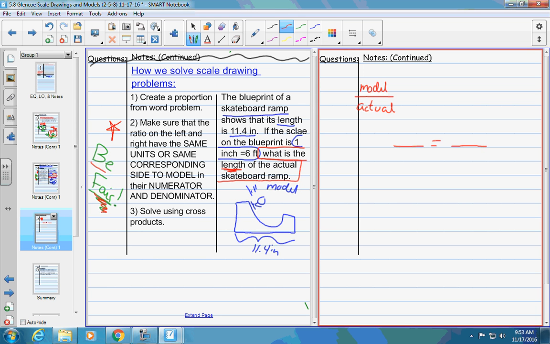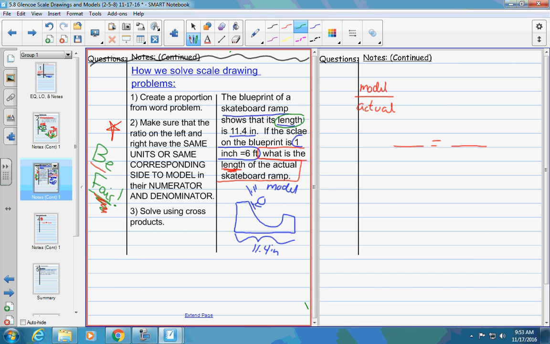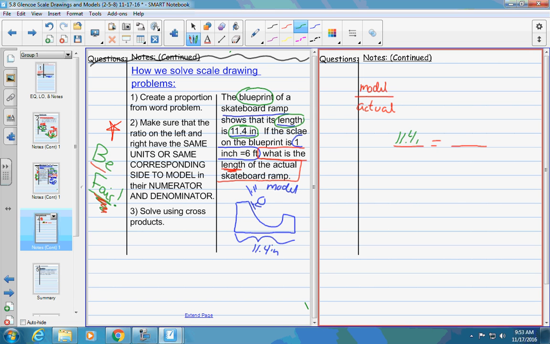And we know that the length of the model is 11.4 inches. And I'm just going to circle how we know that one more time. It says the length is 11.4 inches in our blueprint, aka the model. Okay, so I'm going to place the 11.4 inches on the top.